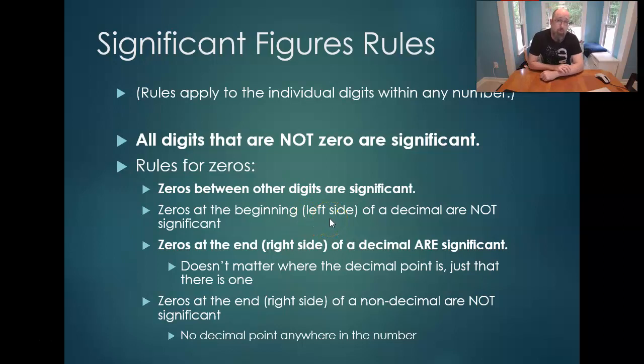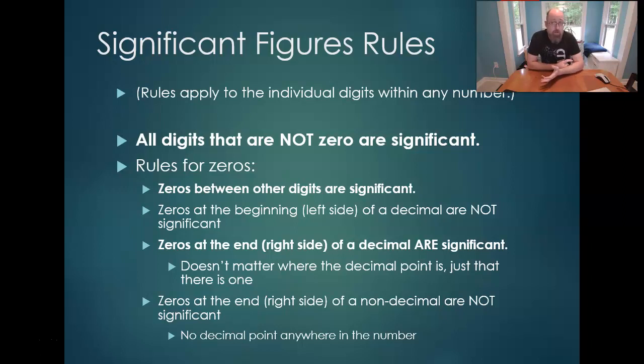Zeros at the beginning or left side of a decimal. It's very important for me to clarify this. When I say the left side of a decimal, it doesn't mean the left side of the decimal point. It doesn't really matter where the decimal point is. It's zeros at the left side of the number. In other words, leading zeros, zeros that are at the beginning of the number before the first non-zero digit. It doesn't matter if those zeros are before or after the decimal point.